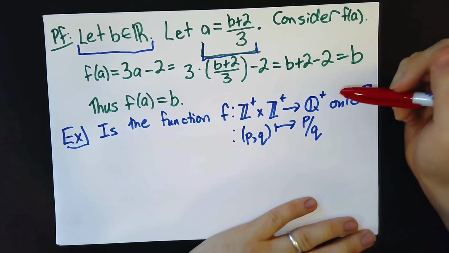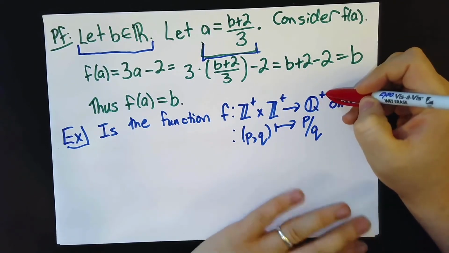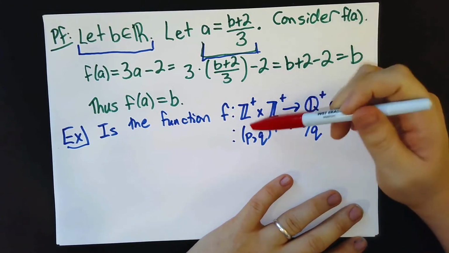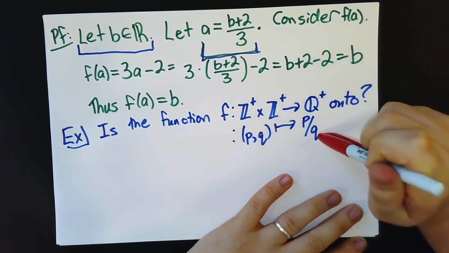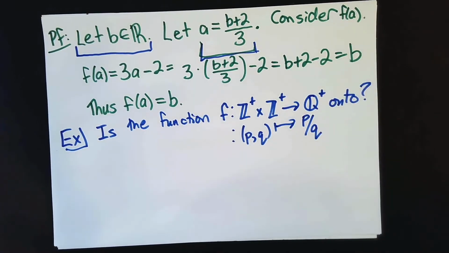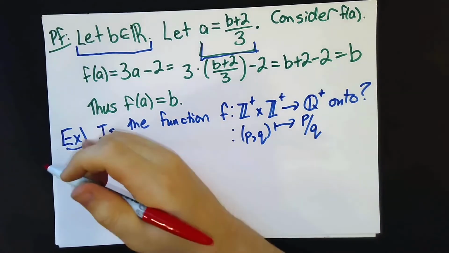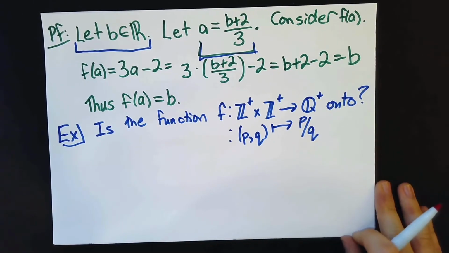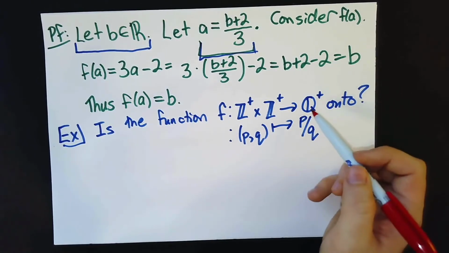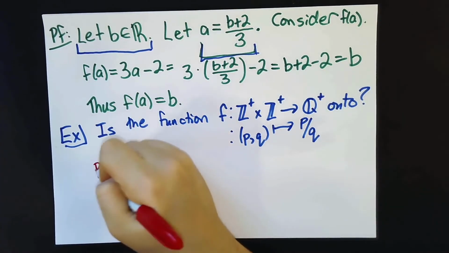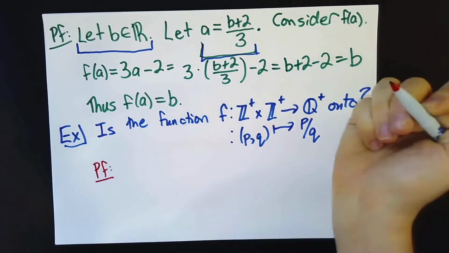Namely, now I'm asking the question, can I get every positive rational number out of this? Is there some input, p, q, where p over q is going to be equal to the rational number? And the answer here is yes, and in fact, the answer here is actually going to be pretty easy once you think carefully about what it means to be a rational number. So here's what the proof is going to look like. So what do I need to do?